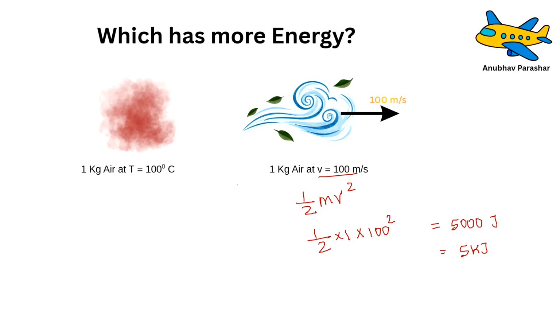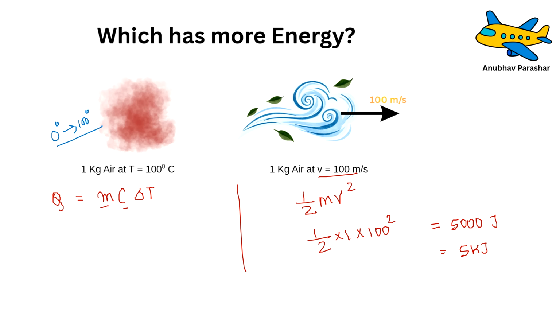Right. So let us now see what is the energy associated with 1 kg of air at temperature 100 degrees centigrade. Let me say initially the air was at 0 degree centigrade, and the temperature was raised to 100 degrees centigrade. So how much energy was supplied? This is heat energy. It is just the heat transfer. Why we call it heat transfer, we will understand in a while. Heat transfer is given as mc delta t, right?